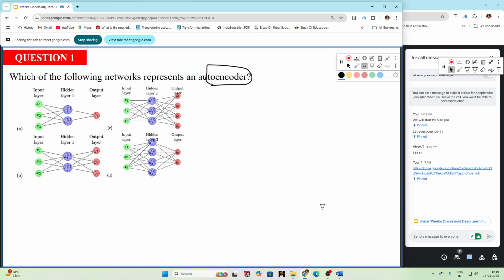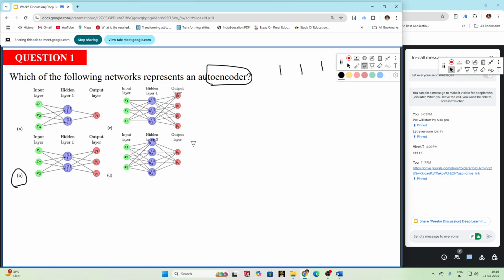Sir, actually B, because the number of input layer and output layer neurons is the same, and the number of hidden layer neurons is less. Any other guesses from anyone else? So what are the characteristics of the autoencoder? We have one input layer, one hidden layer, and one output layer. The hidden layer is known as the encoding layer. The output layer is known as the decoding layer. In all of these we have one input, one hidden, and one output layer, so by that we cannot differentiate.